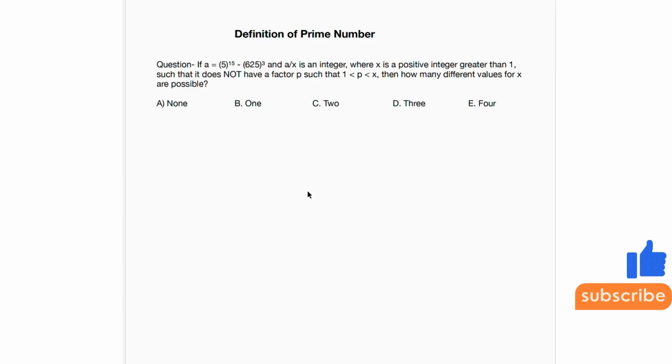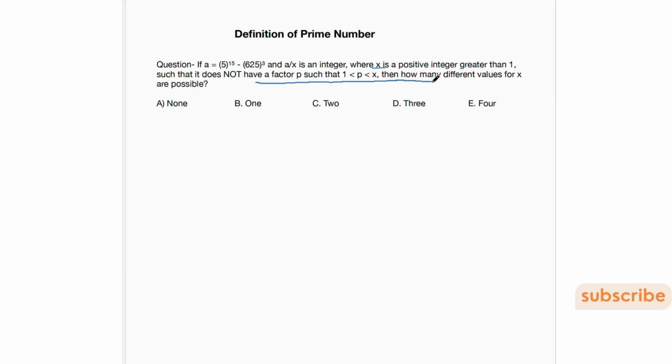In today's video, we'll learn how the simple definition of a prime number can be written in a slightly complex way. So let's start with the question first, and then I'll tell you what I'm trying to convey here. If I read the second part of the question, it says that x is a positive integer, and the condition for x is given as it doesn't have a factor p where p is between 1 and x.